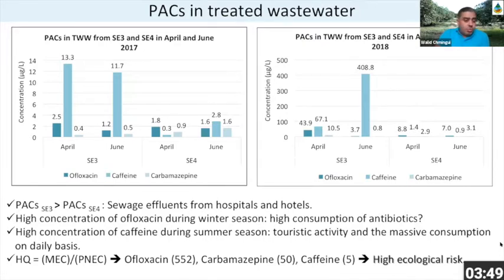The issue is, if it's not used for irrigation, this treated wastewater is discharged into the receiving water bodies. Therefore, it's relevant to calculate the hazard quotients. And as you can see, treated wastewater has high ecological risk, especially with regard to ofloxacin and carbamazepine.